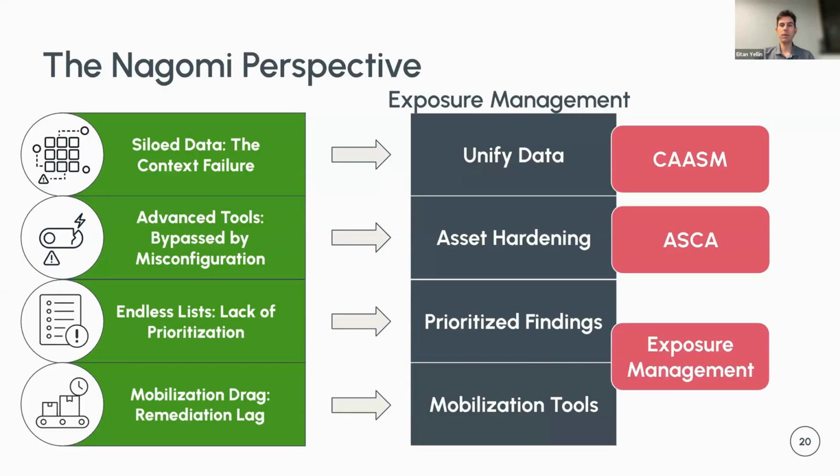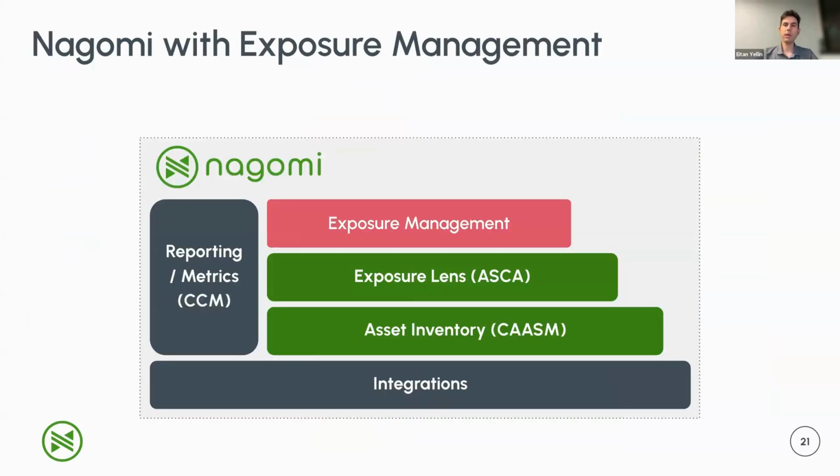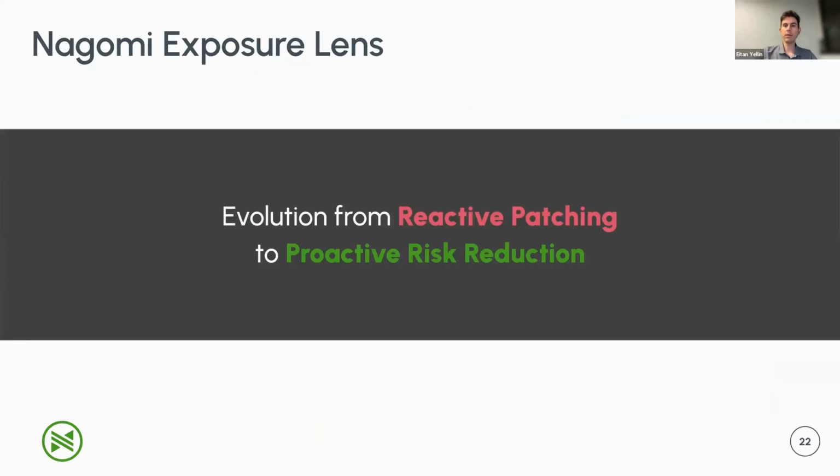It is on top of this strong base that we built the rest of our Exposure Lens. Because we solved the siloed data and misconfiguration problems first, we're positioned perfectly to tackle the most complex challenges. With Exposure Lens, we can accurately prioritize exposures and provide you with an actionable list of the highest impact findings, and we can help facilitate remediation workflows to reduce the remediation lag. Looking at this another way, exposure management is the natural layer added on top of our existing base. So the bottom line is that Nagomi Exposure Lens helps organizations evolve from reactive patching to proactive risk reduction.